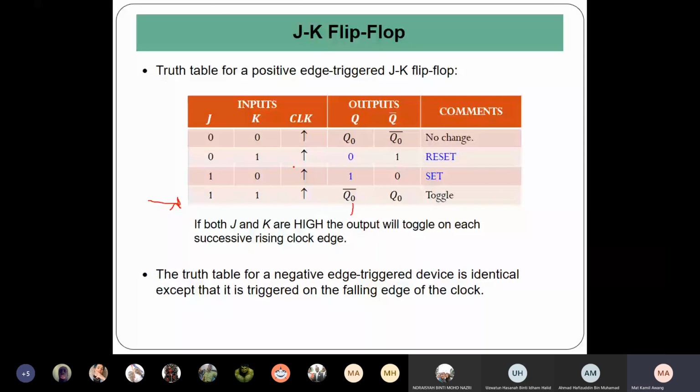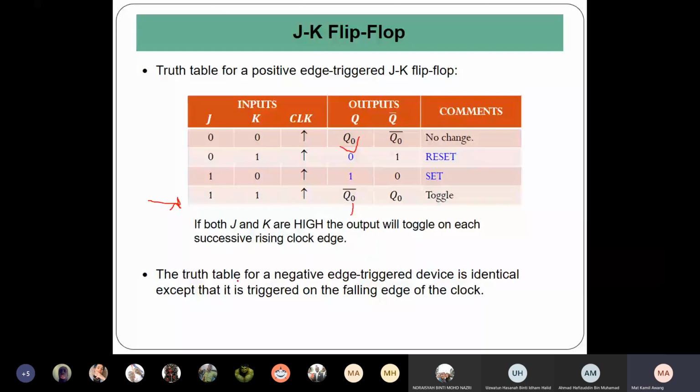So if J is 0, K is 0, and the clock is triggered, then no change. It remains as the previous state. If 0, 1, and the clock is triggered, then it's reset. If J is 1, K is 0, and the clock is triggered, then it's set. If J is 1, K is 1, and the clock is triggered, then it complements the previous state. We call it the toggle. So if both J and K are high, the output will toggle on each successive rising clock edge.